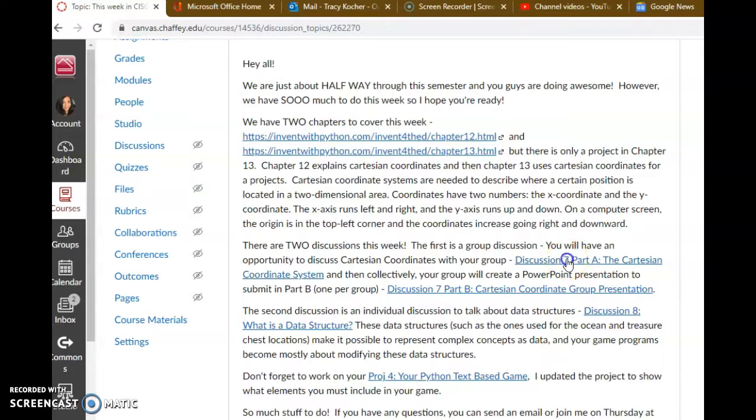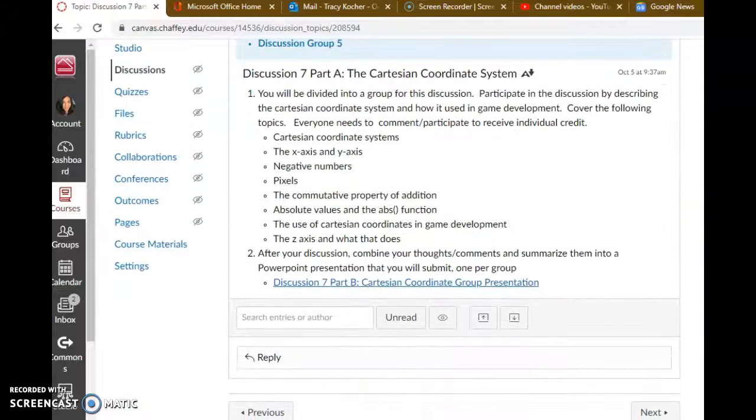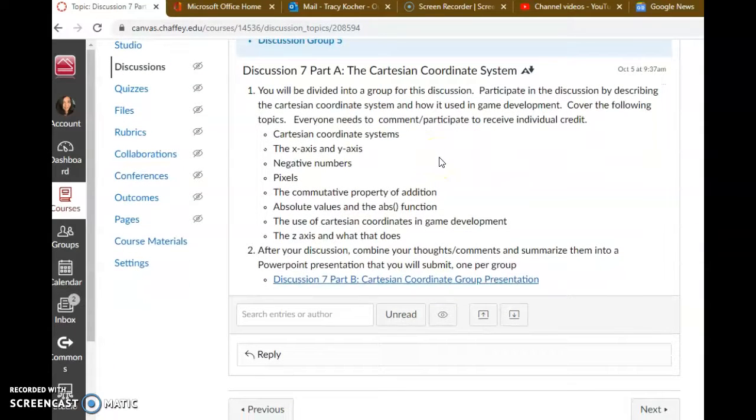So I want to explain this a little bit. The discussion 7 part A is a group discussion. Now that means you're only going to have 4 or 5 other people that you'll work directly with. You'll be divided into those groups for the discussion, and you will participate in the discussion by describing the Cartesian coordinate system and how it's used in game development. There are a list of topics. Not everybody has to talk about every topic. However, everybody has to participate and every topic has to be covered. I hope that part makes sense.